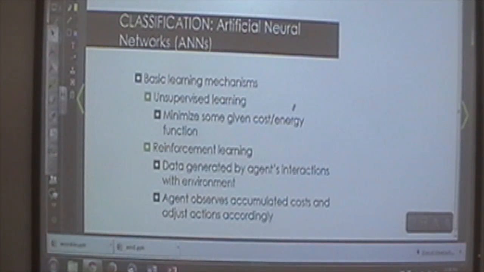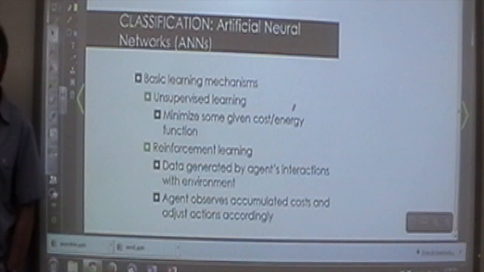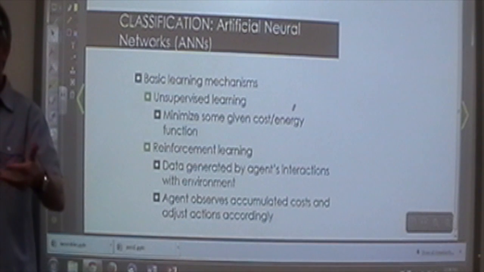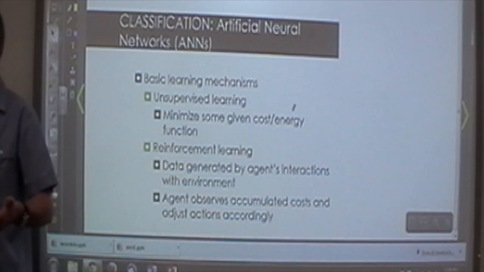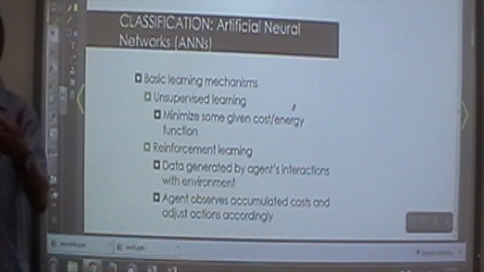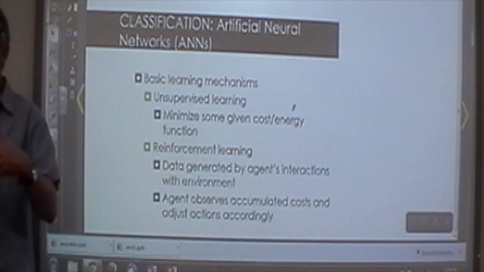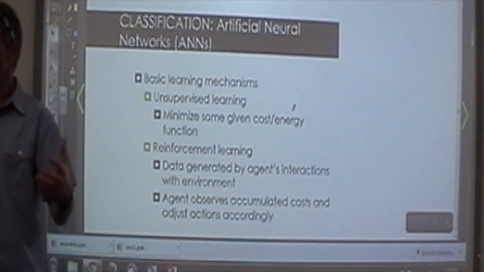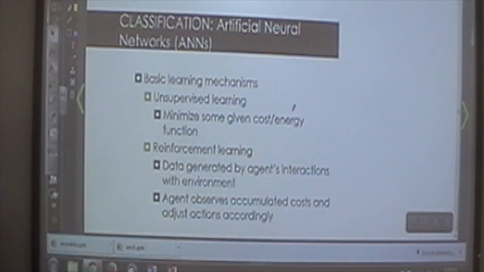You can also do unsupervised learning, in which you have in the background some given cost or energy function, and you want to minimize the cost or the energy function. The energy idea comes from physics principles: you've got your energy, and you want to minimize the energy in your system.